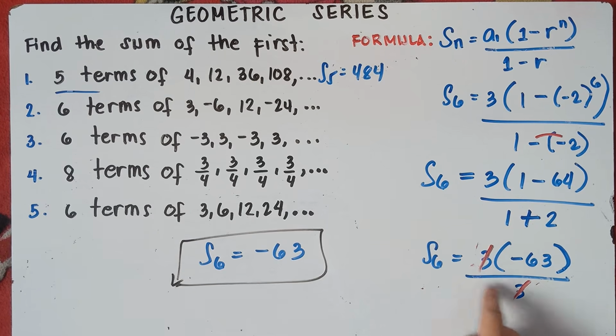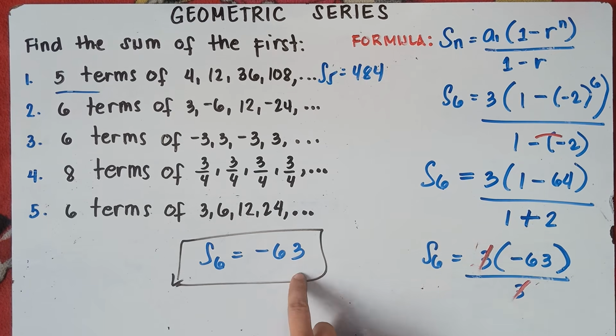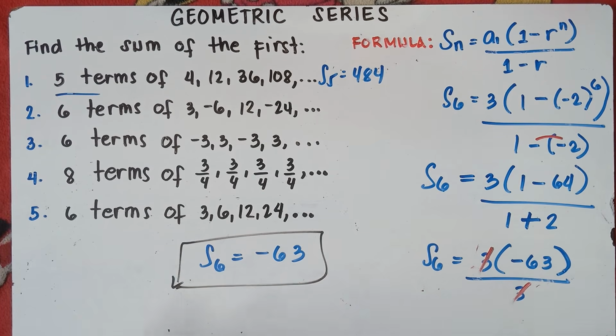Because we can divide 3 by 3. So 1 plus 2 is 3, and 3 divided by 3 is 1. 1 times negative 63 is negative 63. So that's the answer for number 2. Easy for number 2, right? Quite complicated because the ratio is negative, but that's the thing that you will do. Alright, so let's try number 3.